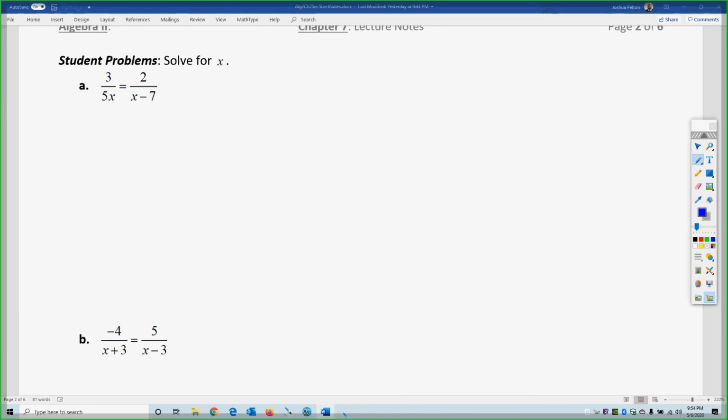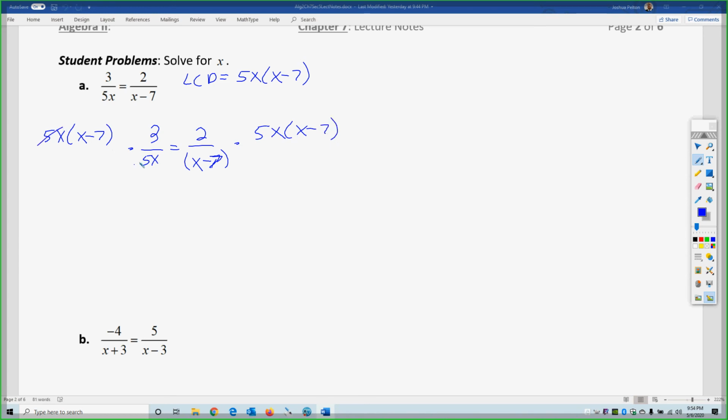Okay, student problems. These LCDs have a monomial and a binomial. They have nothing in common, so it's only what's left over, which is 5x and x minus 7. So we'll leave a little gap here and do 3 and 5x and 2 and x minus 7. So over here we'll multiply by 5x and x minus 7. And over here we'll multiply by 5x and x minus 7.